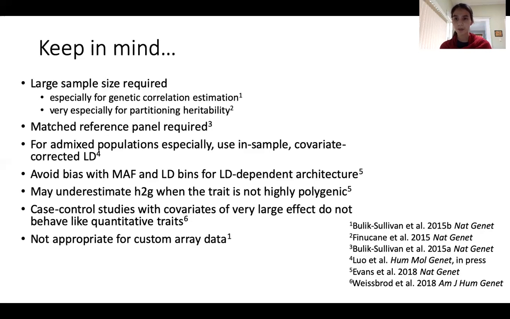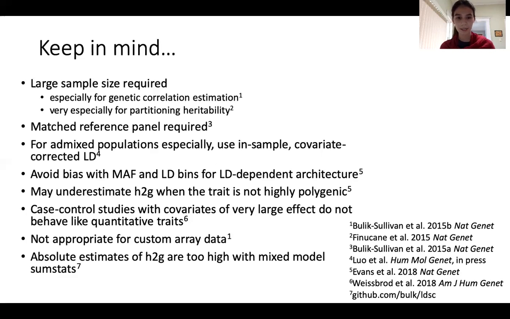And also a reminder that as we're making these assumptions, we're assuming that you have data genome-wide and that you're not only representing small portions of the genome using custom array data. And the last caveat that I'll put on this slide is that mixed model summary statistics also don't behave according to the derivation that I gave earlier. And so they're appropriate for genetic correlation and partitioned heritability, but not for heritability estimation itself, where there's no numerator and denominator to cancel out.